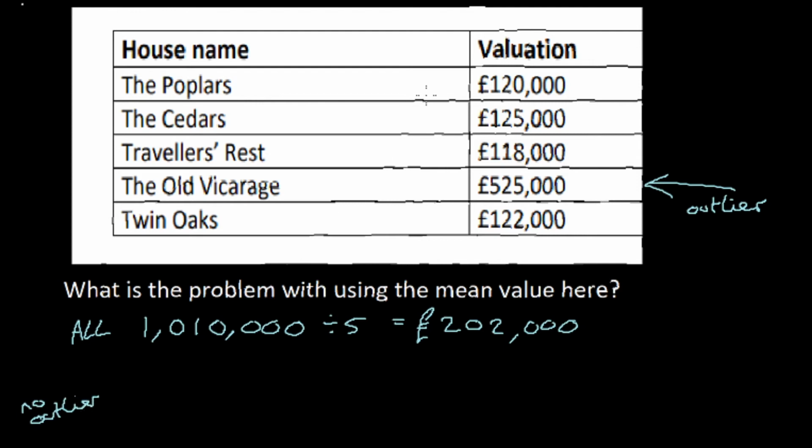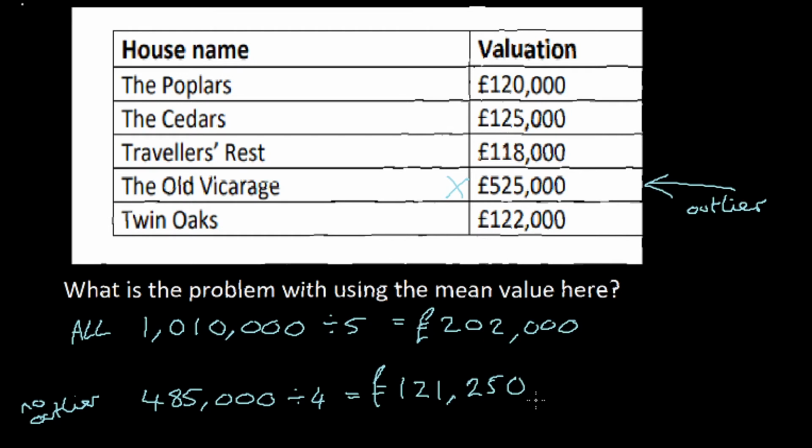And just add the other ones together. So here I'm adding everything together except this one. Okay, and this time the amount that I get when I add all of them together is this. And since I'm only using 4 prices, I'm going to divide by 4. And can you see this time? The price is much more similar to the other 4 houses.